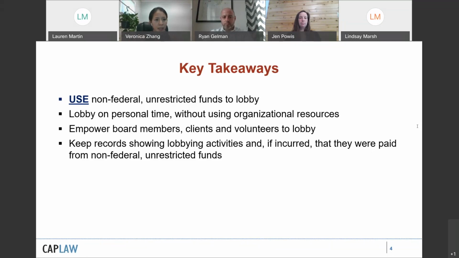activities. And then lastly, if you do lobby, whether it's directly through staff members or through others at your agency, like volunteers, the important thing is to keep track of your lobbying activities. That's going to be important for reporting purposes, as we'll talk about in a later slide. And you want to be able to document that none of the federal funds that you received were used in those lobbying efforts.